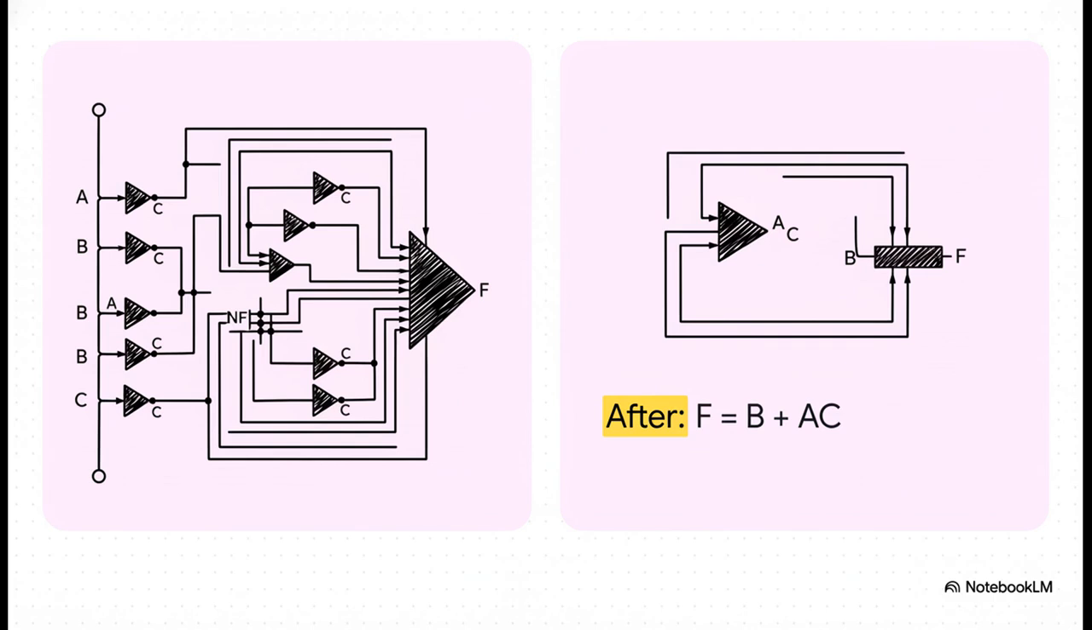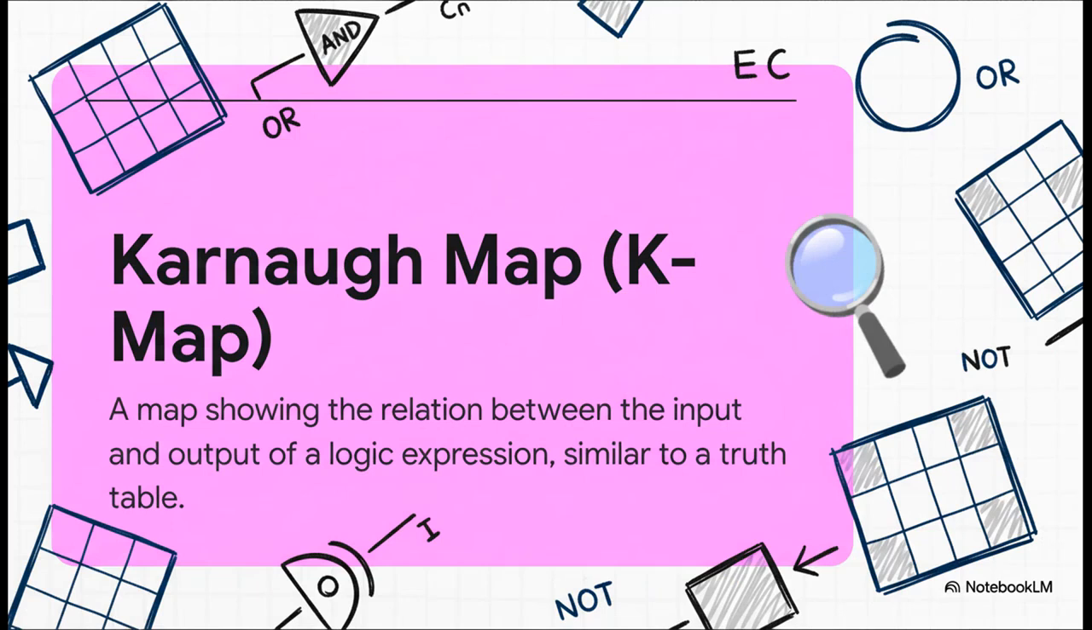So with algebra, we can take this complicated mess and turn it into this. Way cleaner, right? And how do engineers pull this off? They use a clever visual trick called a Karnaugh map, or K-map.